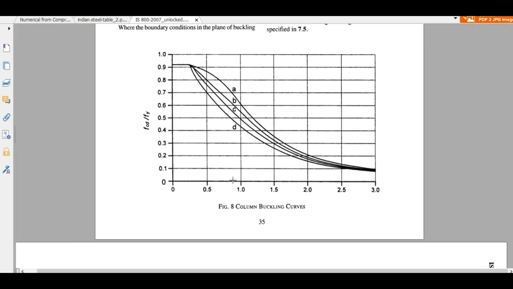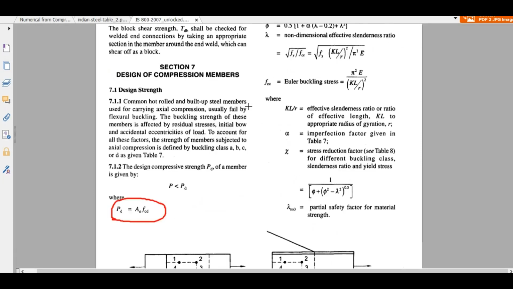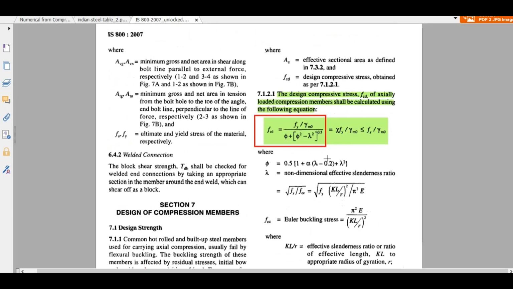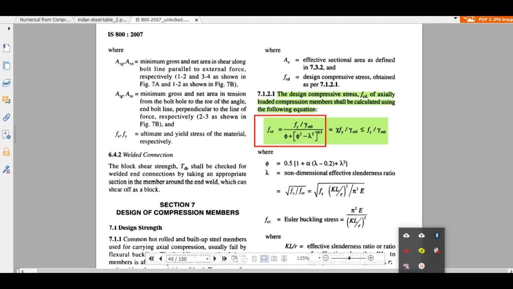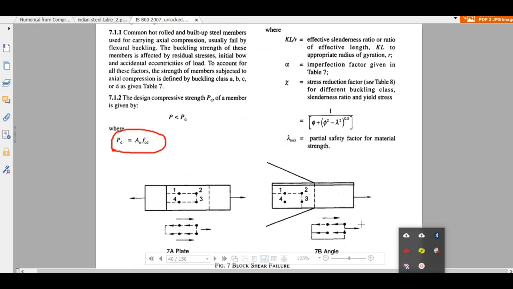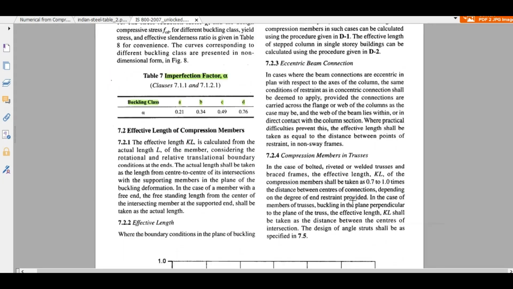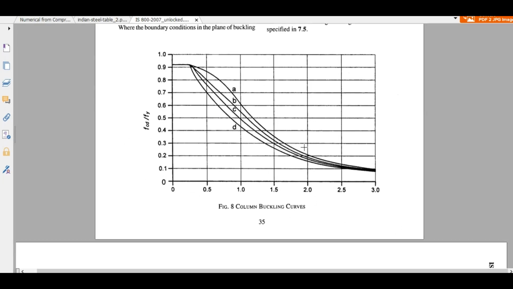You can draw a vertical line, and it will intersect that particular curve at a point, and you can get FCD by Fy. From that you can find the FCD. That is also something you can do, and you can also use the equations which I have explained. So don't be confused that we understood everything based on the graphs, and now we are using these equations.